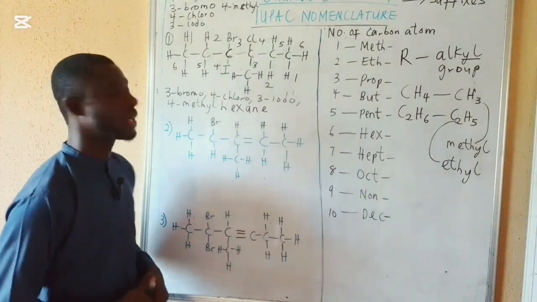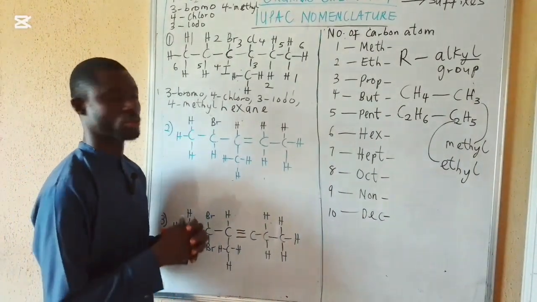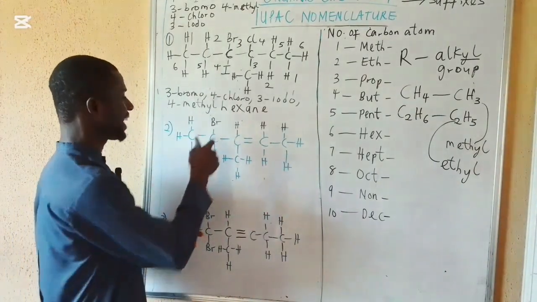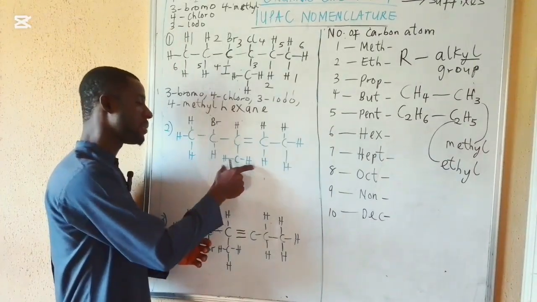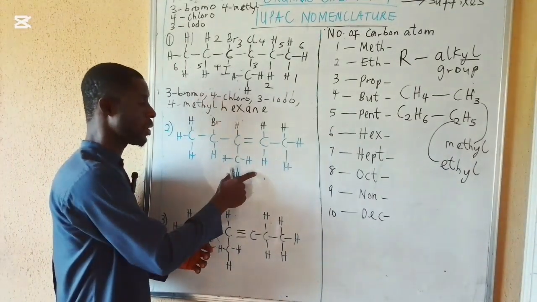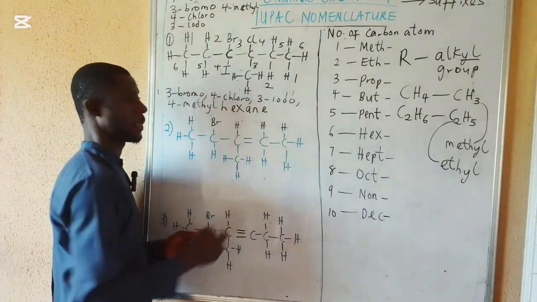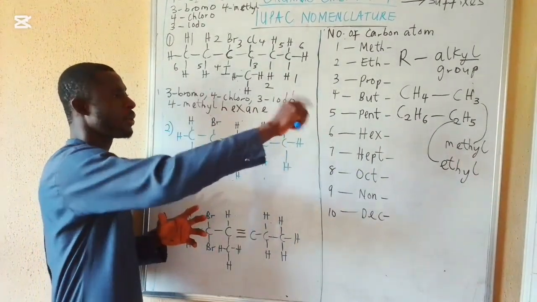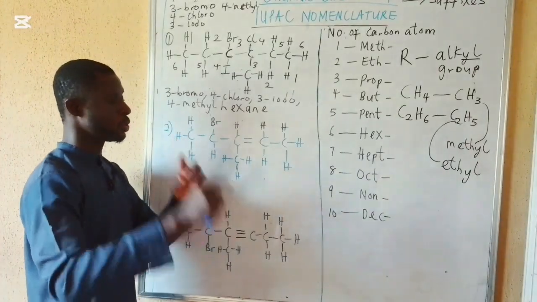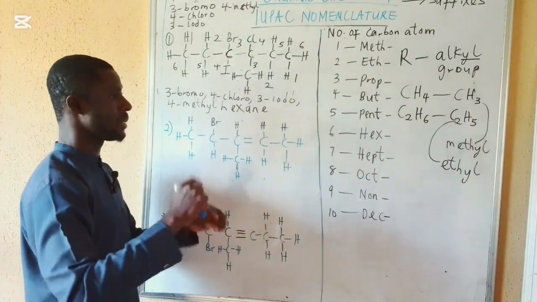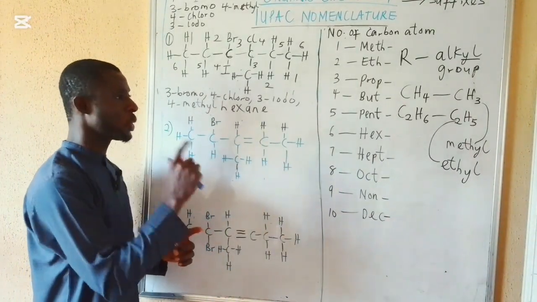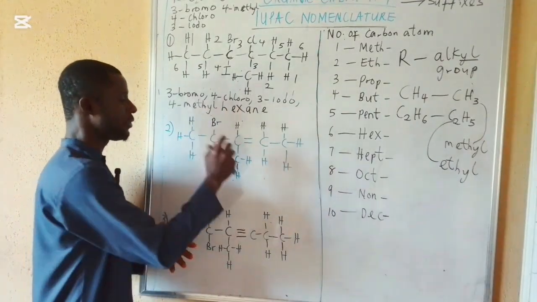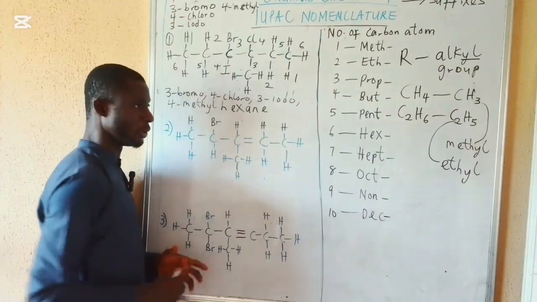Now let's look at how to name this second structure. This second structure is also a hydrocarbon, just that the alkyl here has been substituted by bromine, and the alkyl here has been substituted by a methyl group. Note that apart from alkane, for all other homologous series, if we want to name them, you have to look at the specific functional group present in that organic compound, and the functional group present here is a double bond.